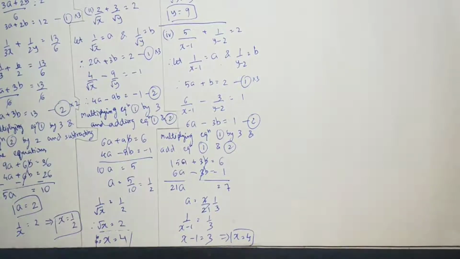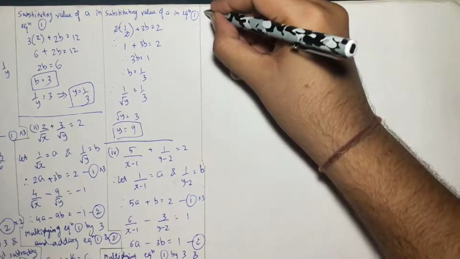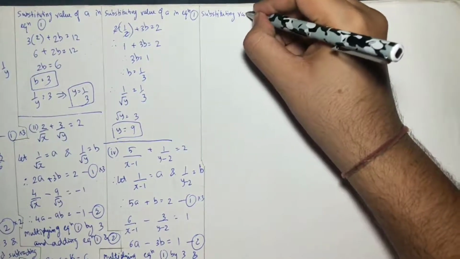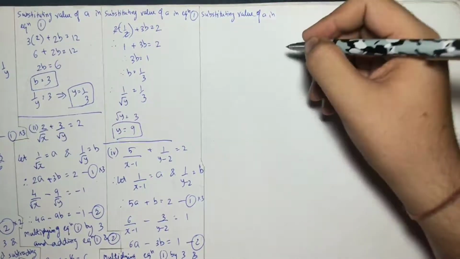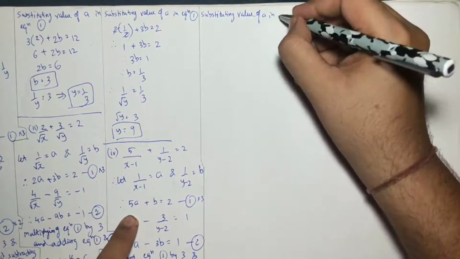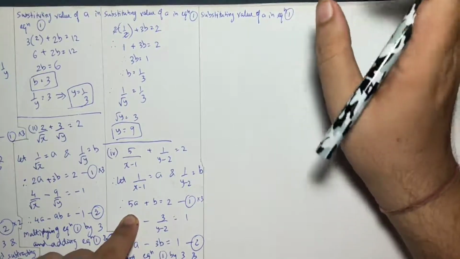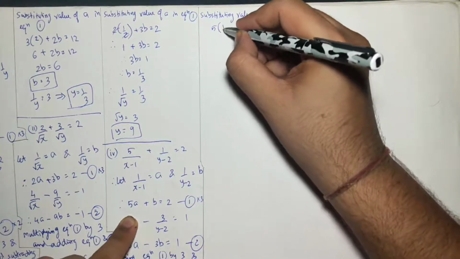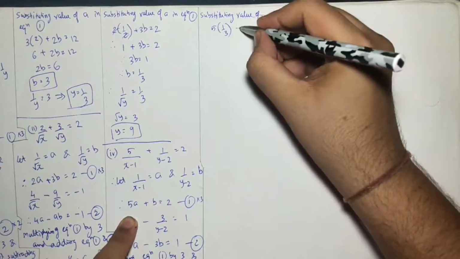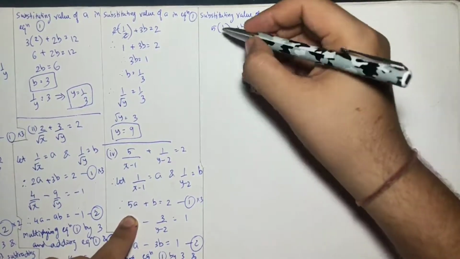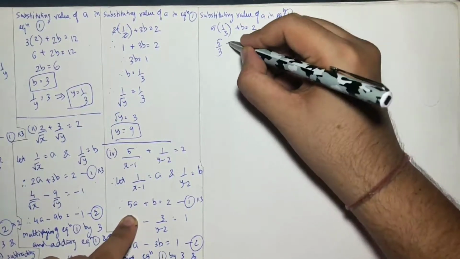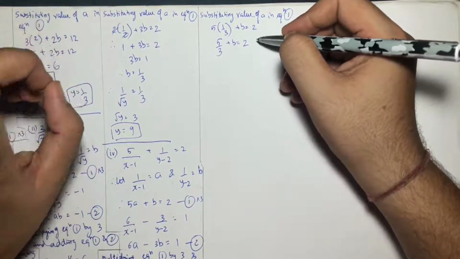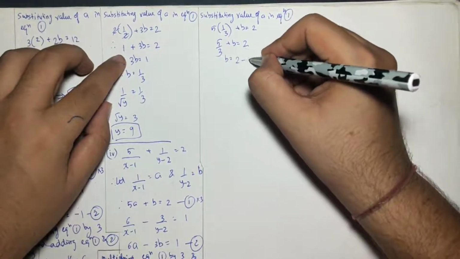So let us find b first. So substituting the value of a in, let me do it in equation 1. You can do it in any equation. I am doing it in equation 1 because it will become easier for us. 5 multiplied by 1 by 3 plus b equals to 2. This will be 5 into 1 by 3, that is 5 by 3, plus b equals to 2. This 5 by 3 will go on the right hand side, it will become minus 5 by 3. So b equals to 2 minus 5 by 3.